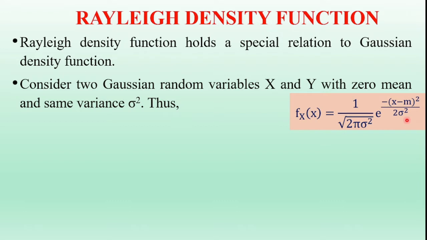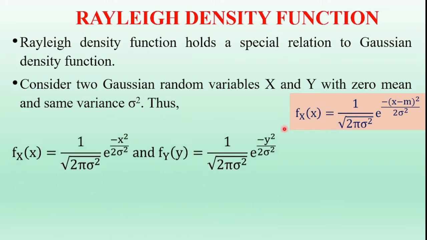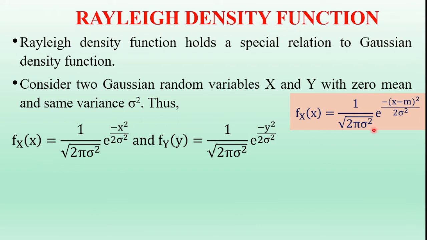Consider two Gaussian random variables capital X and capital Y with zero mean value and same variance sigma square. So using this equation with zero mean value and same variance, the probability density function of random variable x, in this equation substitute m is equal to 0. We get the density function of the random variable x is 1 by square root of 2 pi sigma square e power minus x square by 2 sigma square, and density function of the random variable y is f_Y(y) is equal to 1 by square root of 2 pi sigma square e power minus y square by 2 sigma square.